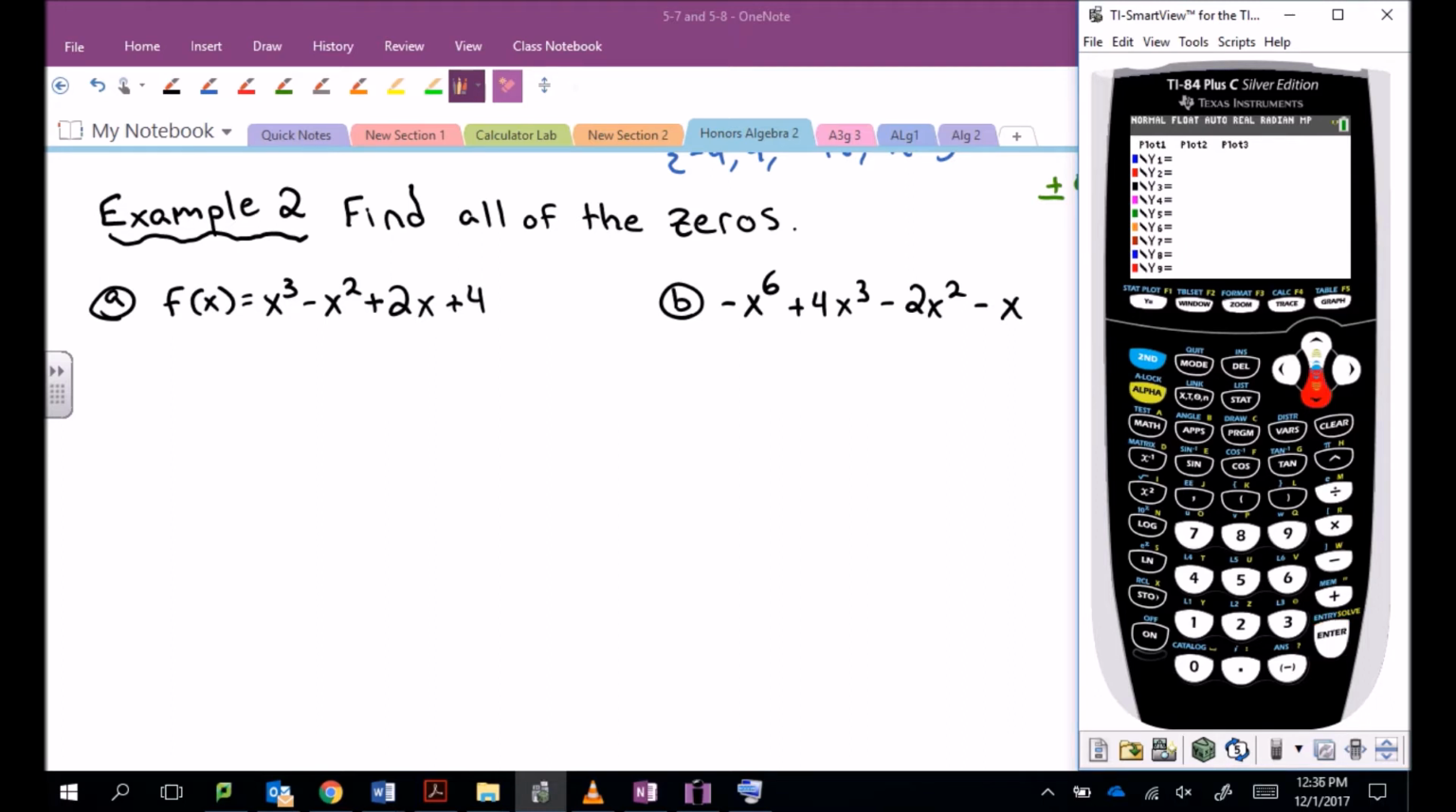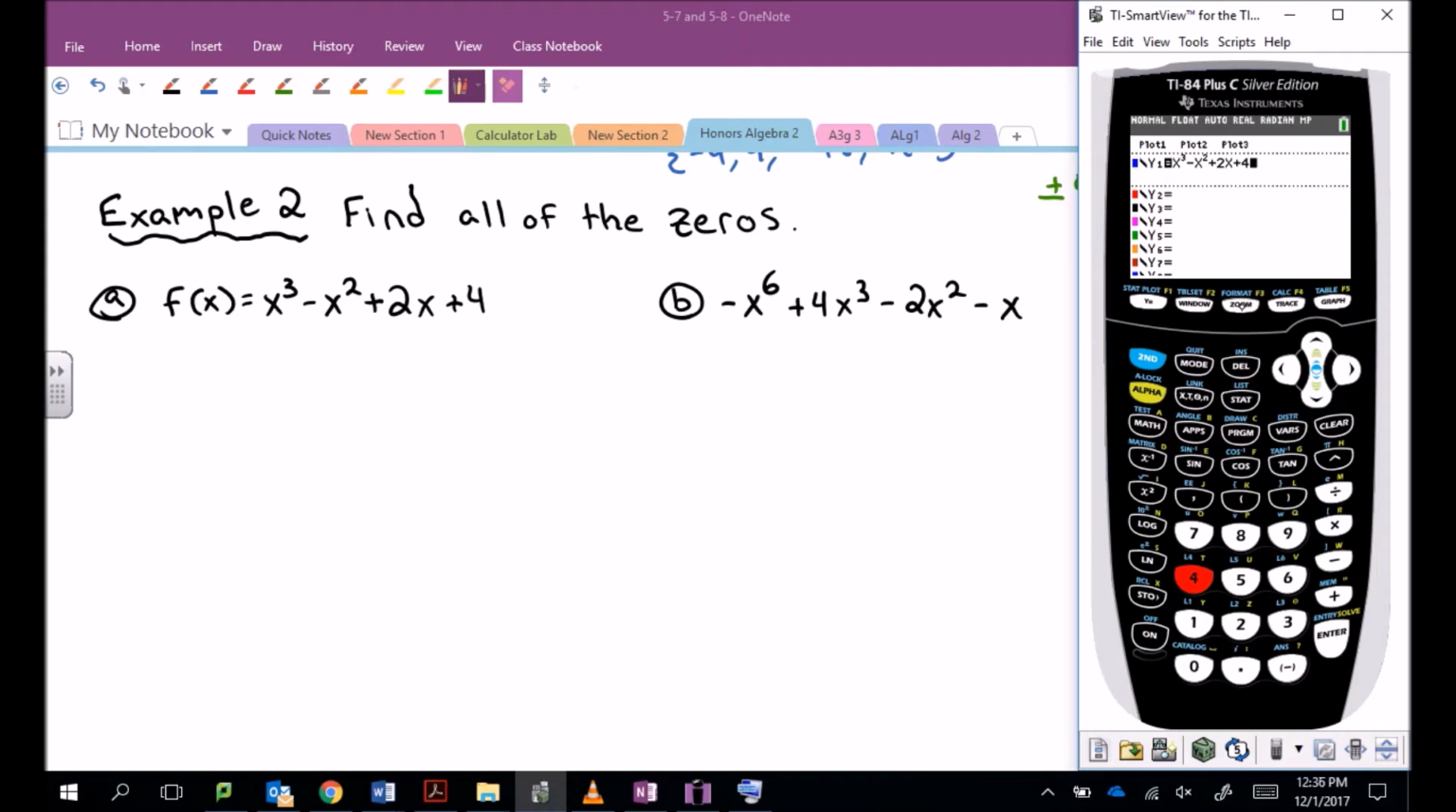Alright, so my y equals here, I'm going to take my x to the third power minus x squared plus 2x plus 4, and then what I can do is I can graph it. I can find out the real roots just by looking at the graph. Sorry, calculator issues here. Easier to do it when it's a handheld.